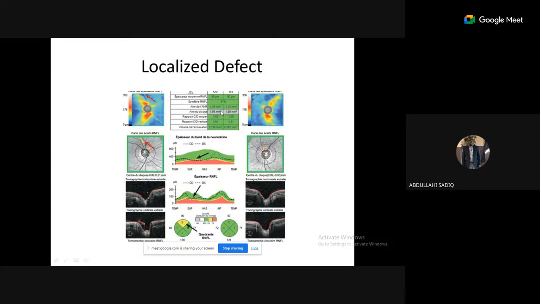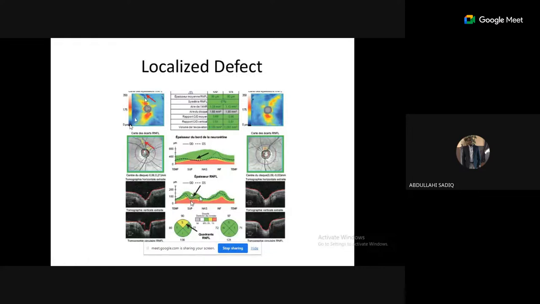Now, after the thickness map and the deviation map, the next you go to is the TNSIT graph. As you can see here, this is supposed to be from inferior to superior.